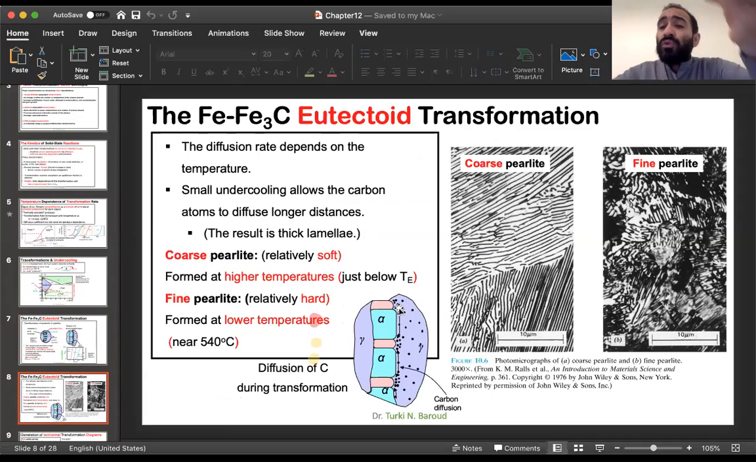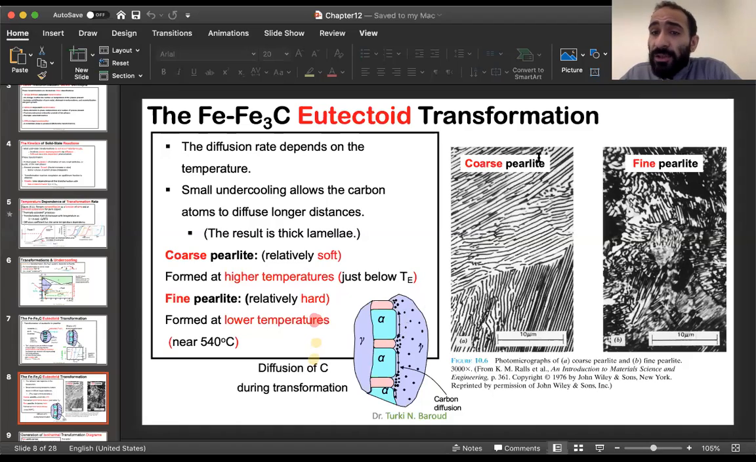However, if you cool to a much lower temperature, what's going to happen? Those carbons don't have enough energy. They're going to have short distance diffusion. What is the result of that? Well, they will end up having thin layers of pearlite. As we can see, it's called fine pearlite.